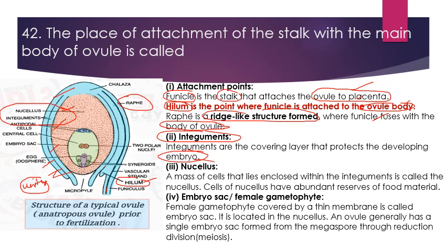The next structure is nucellus. Nucellus is a mass that lies enclosed within the integuments. Nucellus is a nutritive material present inside the integument, and it acts as a reserve food material. Next is the embryo sac, also known as the female gametophyte. It is associated with the nucellus, and an ovule generally has a single embryo sac formed from a megaspore through reductional division, that is meiosis.